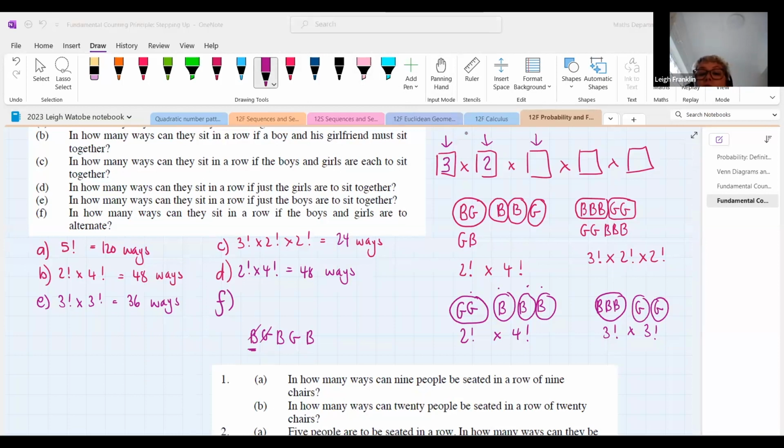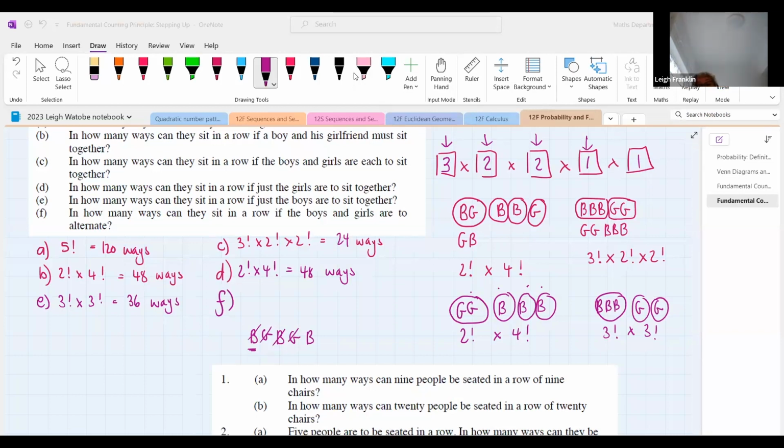Good, well done. There are 2 ways. Now we've got another boy gone. In how many ways can we fill this final seat over here? Has to be a girl, only 1 way, because there's only 1 girl left. Then there's only 1 way in which we can fill that seat over there. So 3 by 2 by 2 by 1.